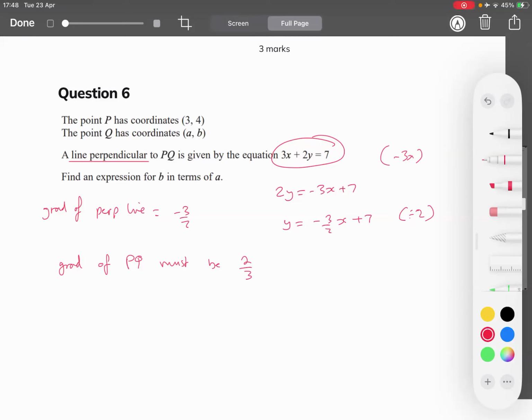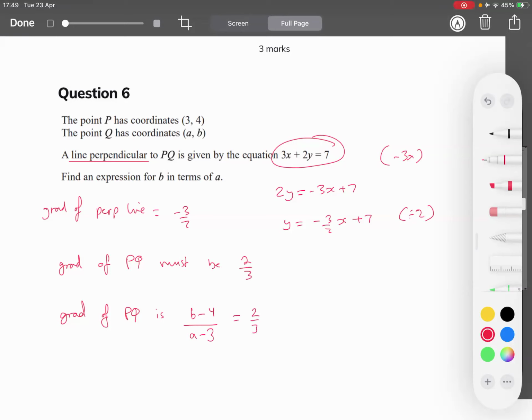The gradient of PQ is also, so it's change in y divided by change in x, right? So what's the change in y? What does the y coordinate go from and to? 4 to b. Yeah, so b minus 4. And what's the change in x? 8 minus 3. So a minus 3, right? Yeah. And we know that equals 2/3.